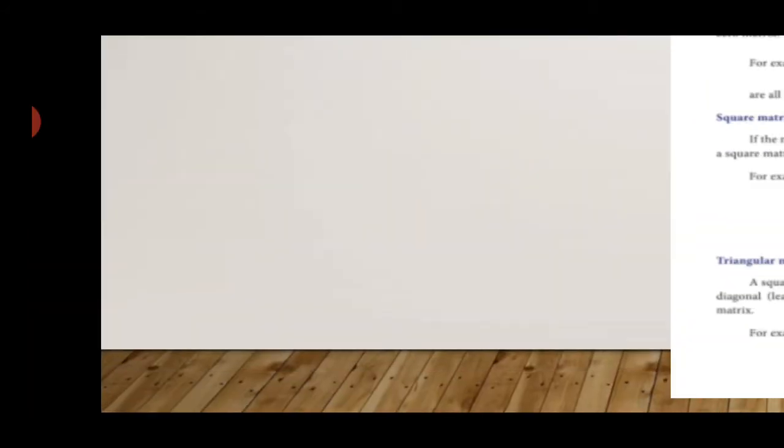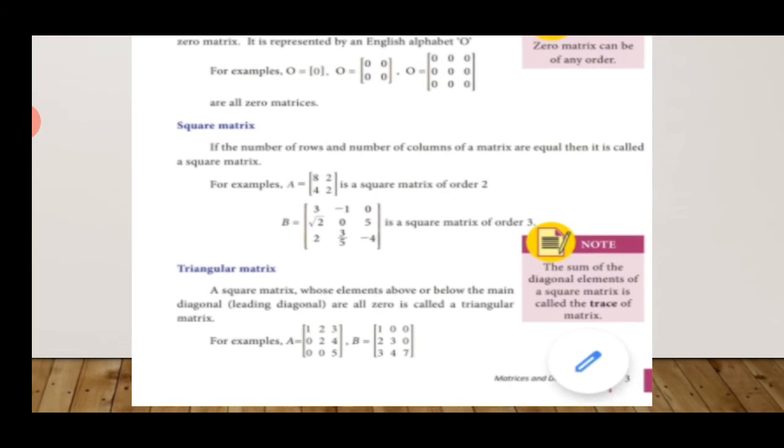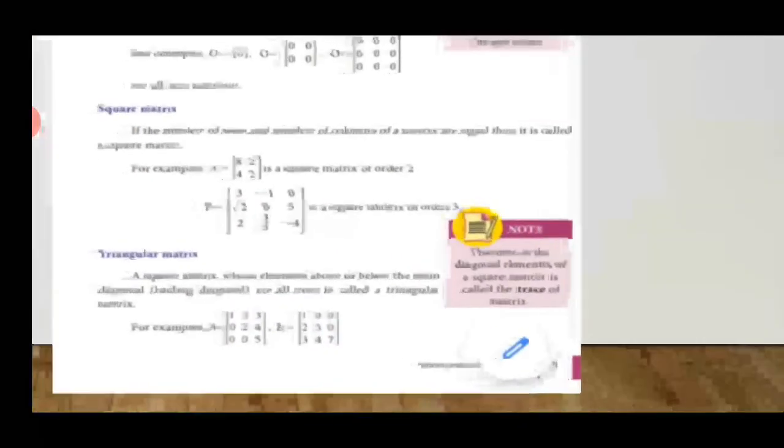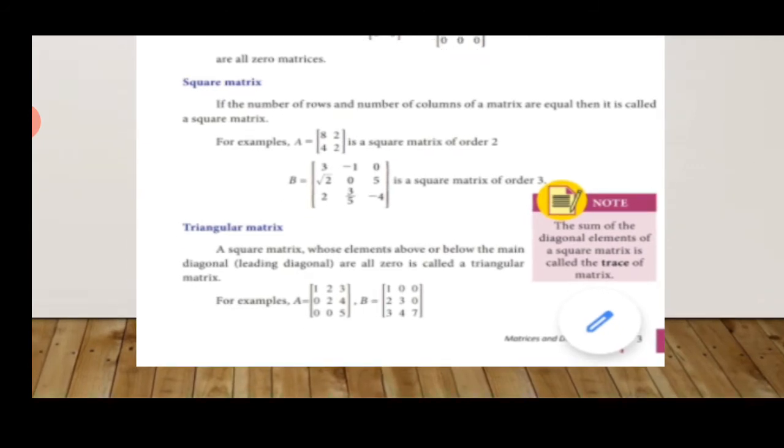The next one is the square matrix. In the name itself you can see square. So what do you mean by square? All sides will be equal. Like that also here, if the number of rows and number of columns of a matrix are equal, then it is called a square matrix. For example, A equal to 8 2 4 2. In the first row you have 8 and 2, second row you have 4 and 2. How many rows can you see? Two rows. And how many columns? Two columns. So it is a square matrix of order 2. Square matrix of order 2 means two rows, two columns, right?